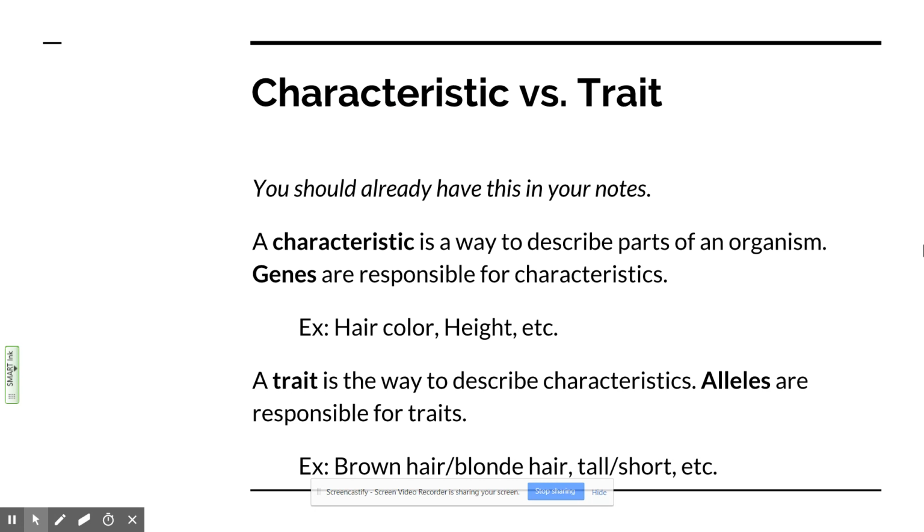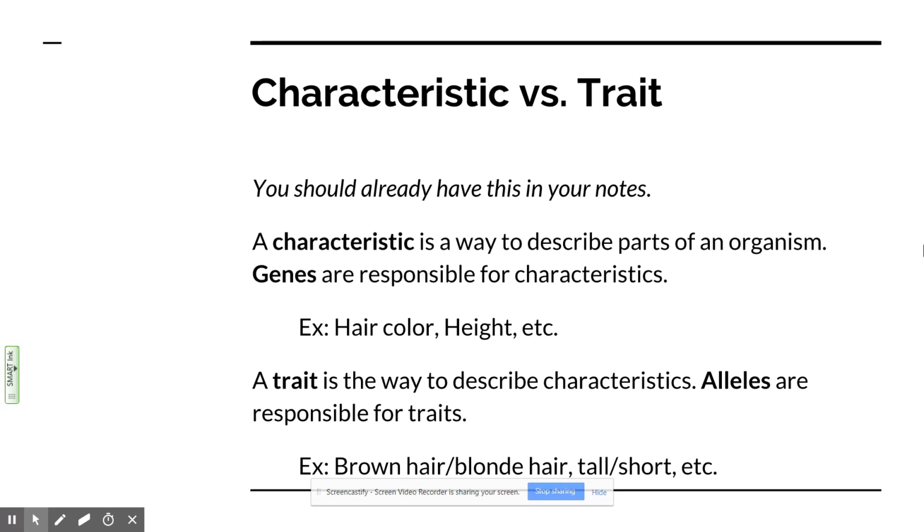You probably already have a little bit of this in your notes from our DNA discussion, but genes are responsible for characteristics. And a characteristic is a way to describe the parts of an organism. So, for example, one characteristic might be hair color or height, things like that.